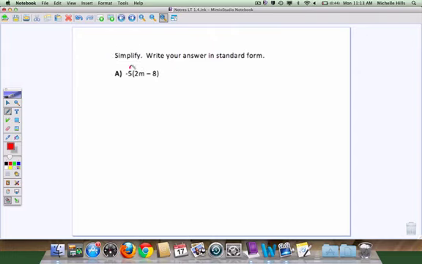So negative 5 times 2m is a negative 10m. Negative 5 times negative, because of the minus in front of it, 8, is a positive 40, so plus 40. The reason we are allowed to treat this as a negative 8, this is the same thing as negative 5 times 2m plus a negative 8. So negative 5 times the negative 8 is our positive 40.